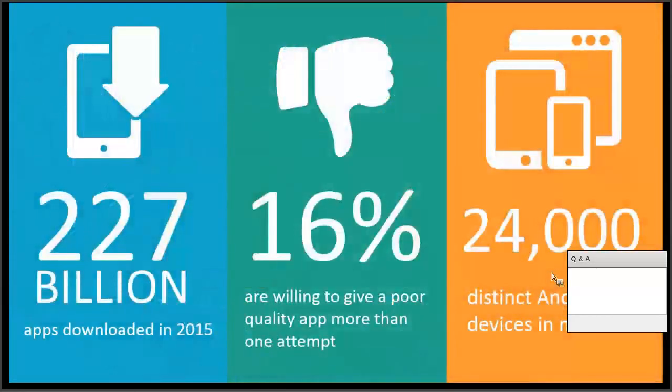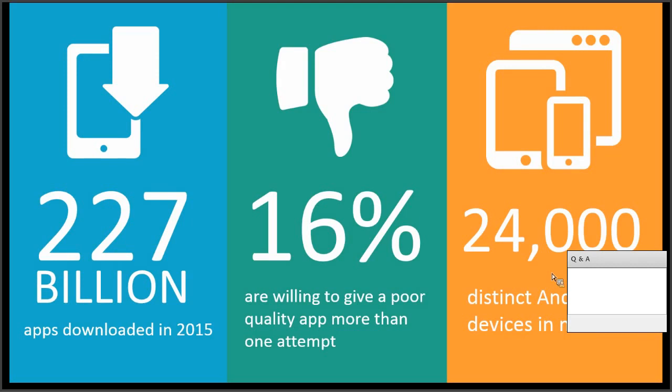So what's the background? Why are we here? The reason we're here is because of this great opportunity, but that also brings great challenges. In 2015, there were over 227 billion apps downloaded. So the market is huge for apps, as you know. But the challenge is that users are becoming more and more fickle and demanding of their applications in terms of quality and performance. The current stats say that only around 16% of people are willing to give an app that has poor quality another chance.